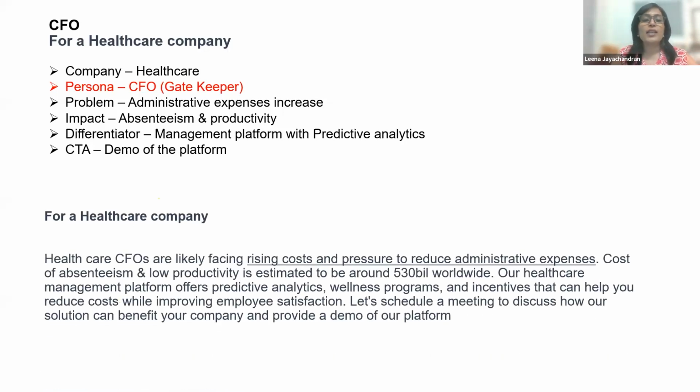You would write saying that healthcare CFOs are likely facing rising cost and pressure. Let's look at what the problem is: rising cost and pressure to reduce administrative expenses. This is what you're actually seeing in healthcare. So you address that point.